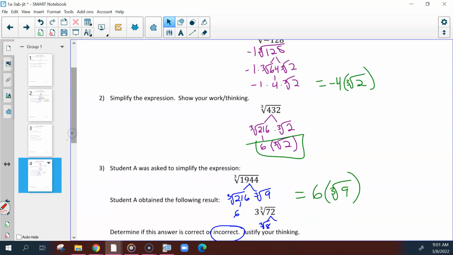Number 2. The highest perfect cube that goes into 432 is 216. 216 and 2. Take the cube root of 216, you get 6. 6 times the cube root of 2 would be your final answer there. Questions on that one?